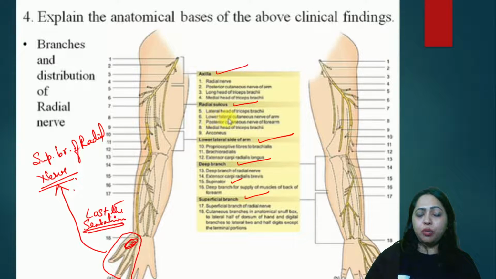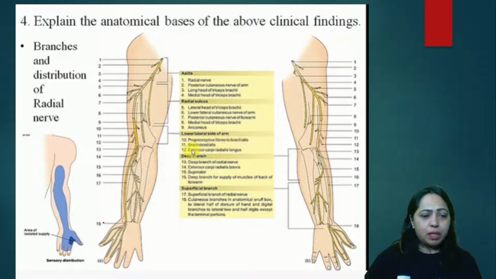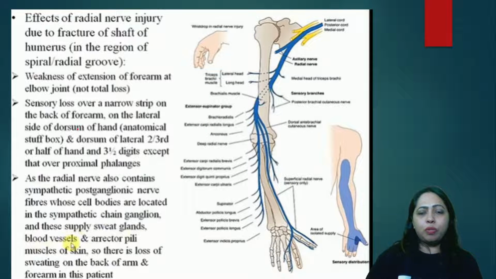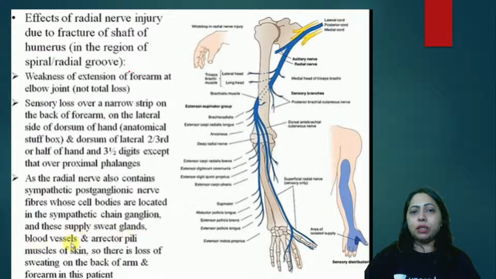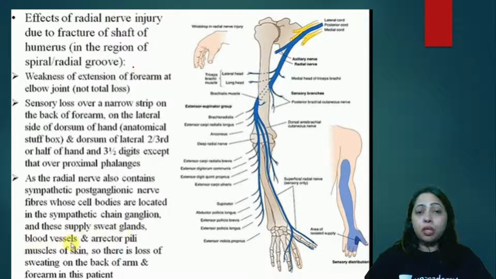Okay, because of damage to the radial nerve, and so is the damage to the superficial branch of the radial nerve. So you must remember which branch of the radial nerve supplies the cutaneous supply. So that is the answer. So here also you can see the space between the first and the second one, that is the sensory distribution and branches and distribution of the radial nerve. And with all these things, you should be able to see what is the effect of the damage to the radial nerve if there is a fracture of the shaft of the humerus in the region of the spiral groove.